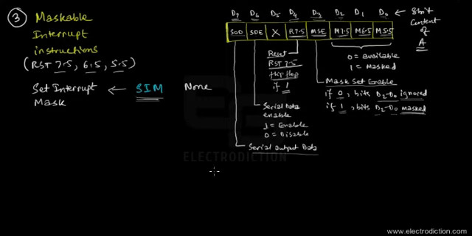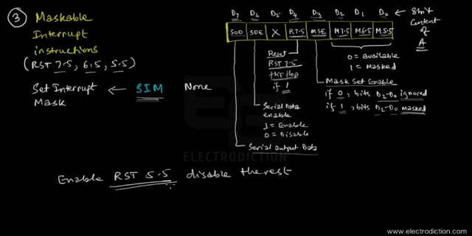Now let's take up an example in order to explain it a little better. So let's say we would enable the RST 5.5 line and disable the rest. So we need to disable the rest and keep only the RST 5.5 line enabled. In order to do that, we need to set a particular code in the accumulator and then execute the same instruction.